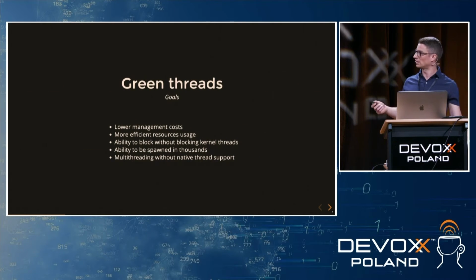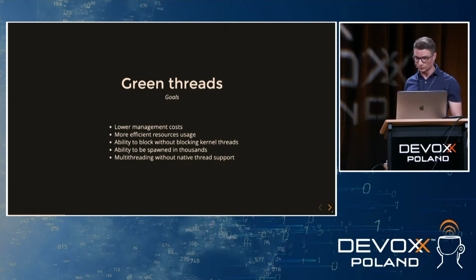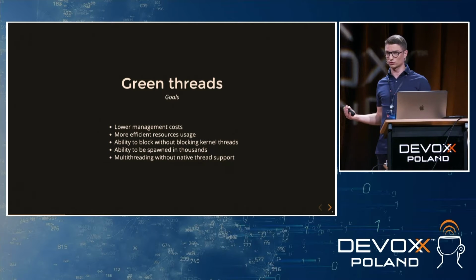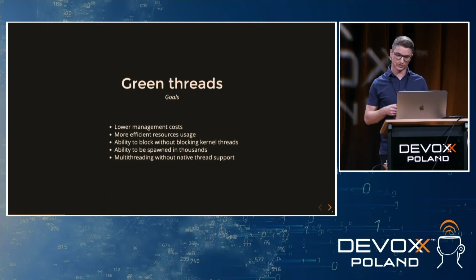Why do we even have to think about another layer of multithreading? Why do we need another multithreading abstraction? Well, in case of the JVM platform, JVM threads are quite heavyweight. They are expensive to create, they are expensive to manage, and context switching is also expensive. They are also tightly coupled to kernel threads, and kernel threads are a scarce resource.